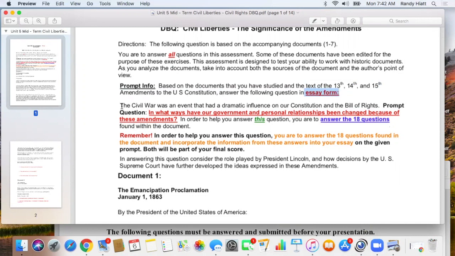The Civil War was an event that had a dramatic influence on our Constitution and the Bill of Rights. Here's your prompt. So this is the essay prompt question. In what ways have our government and personal relationships been changed because of these amendments?